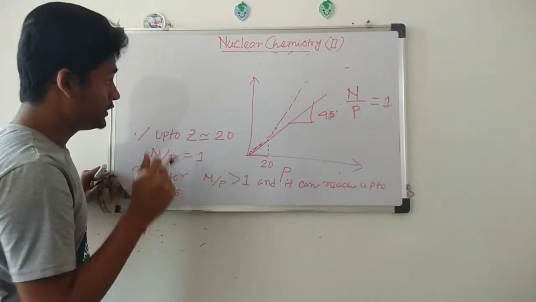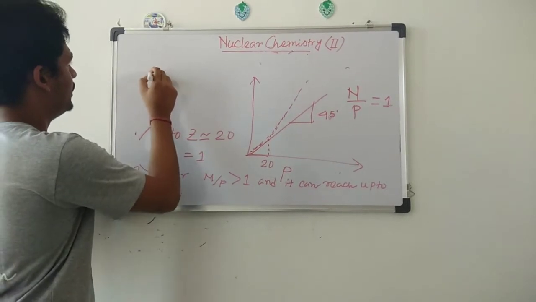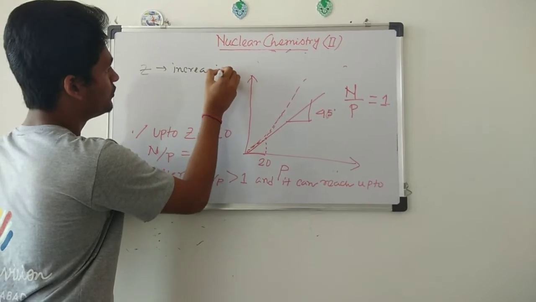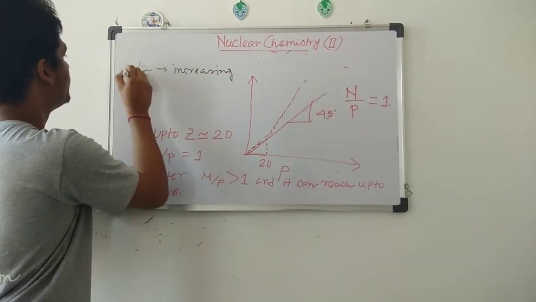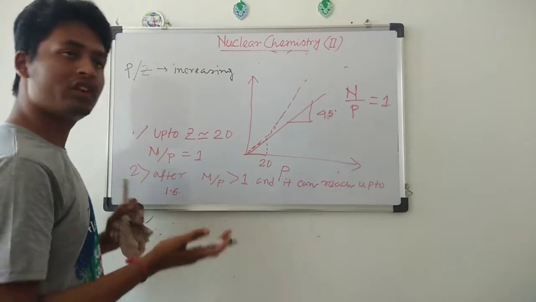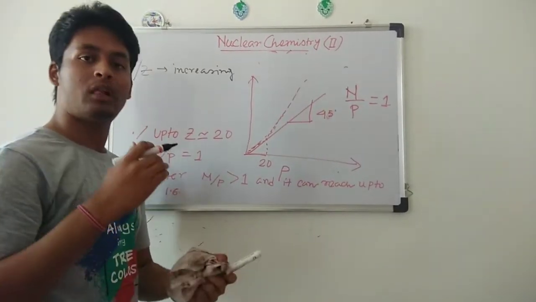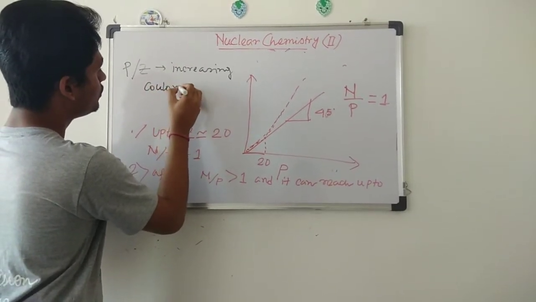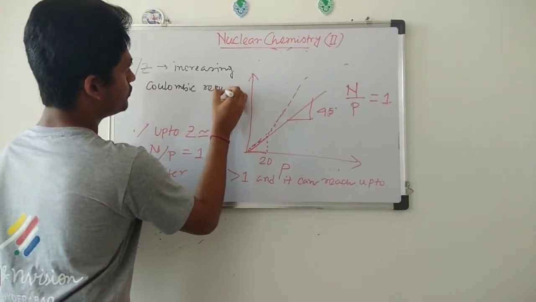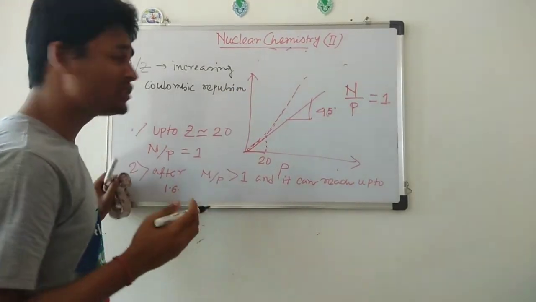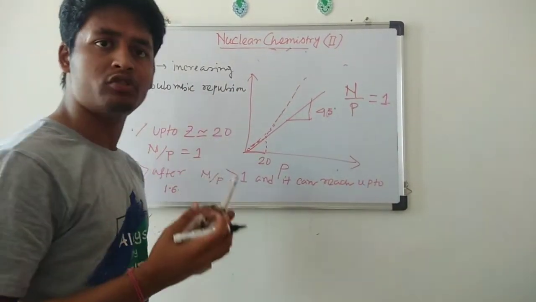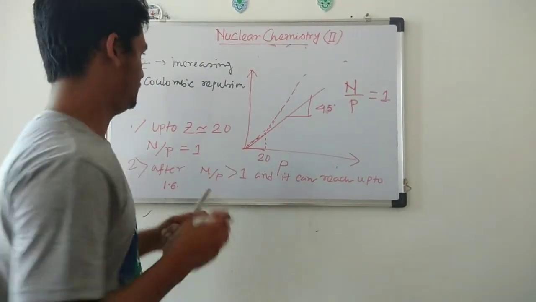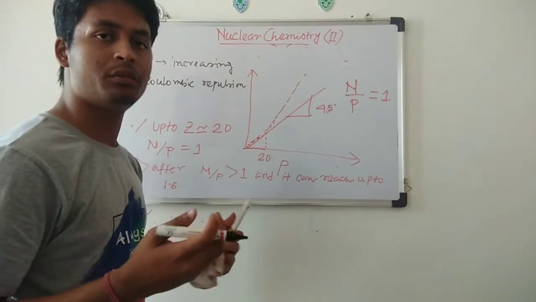What they are saying is, if Z is increasing, that means proton number is increasing. Proton has a charge. Z is increasing, that means protons are increasing, that means charge is increasing. So the Coulombic repulsion increases. Coulombic repulsion means the repulsion between two charges. If two charges of the same type come along, they will repel. But if plus and minus come, there will be attraction.